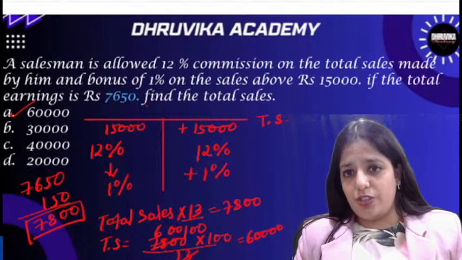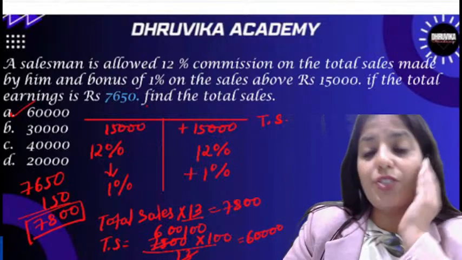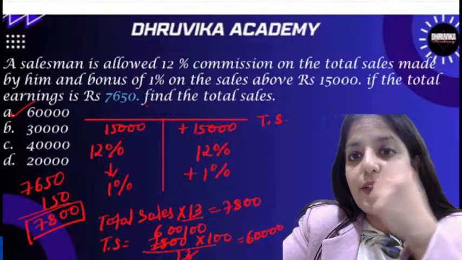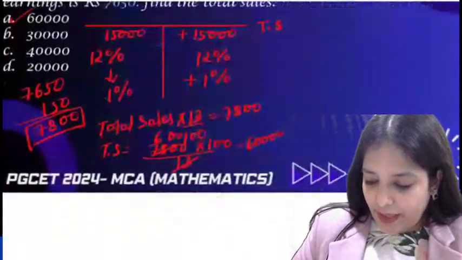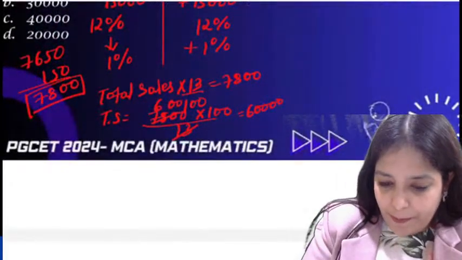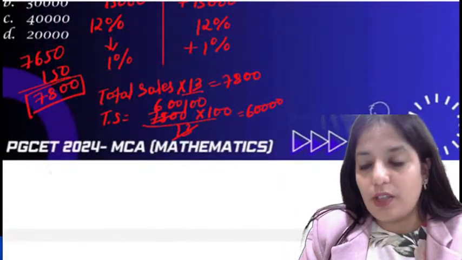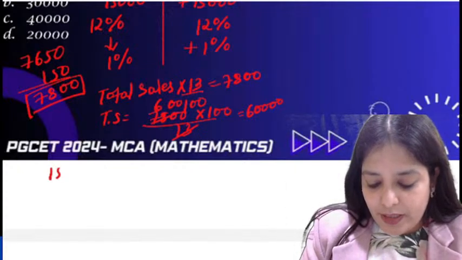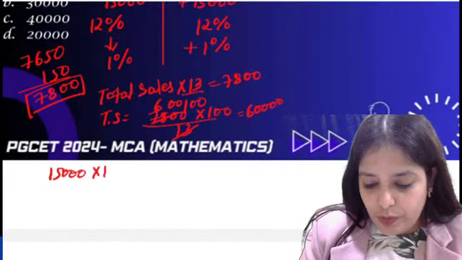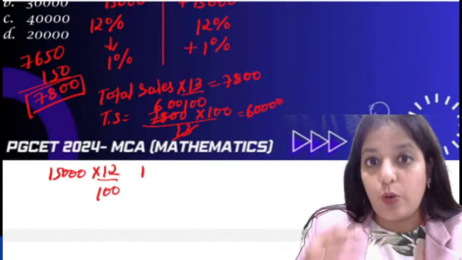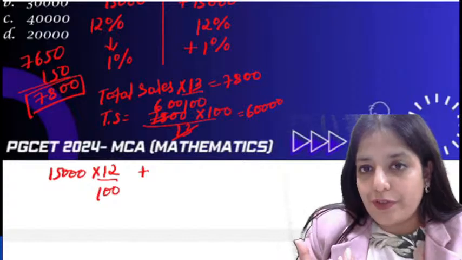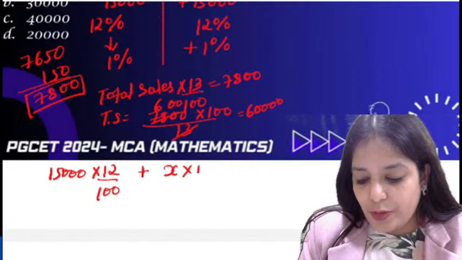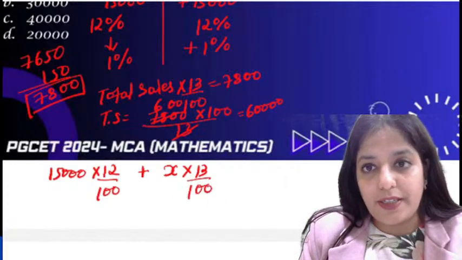You do have a traditional approach to solve it. What is that traditional approach? You can calculate the commission like this. I'll just show you in this way. On the sales up to 15,000 you are getting 12%. That means 15,000 into 12% plus whatever you sell more than 15,000. Let's assume that sales to be X. On that you are getting 13%, right?